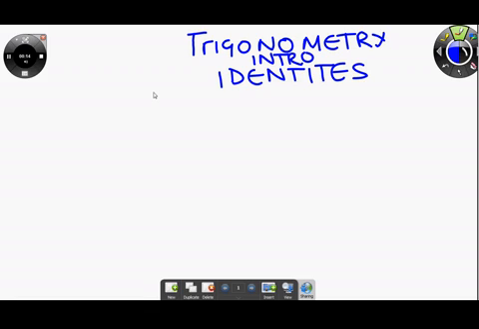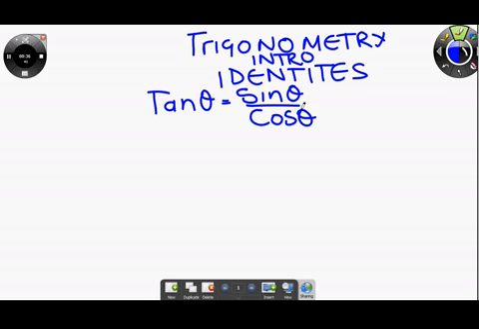The first identity that we learned is the one for tan. This one is a very good identity because it gives you a lot of marks in the exam, especially during proofs. If you apply this identity, you are most definitely going to get some marks. Tan theta is equal to sine theta over cos theta. It's a very simple identity. Whenever you see tan, you can change that tan to sine over cos theta.